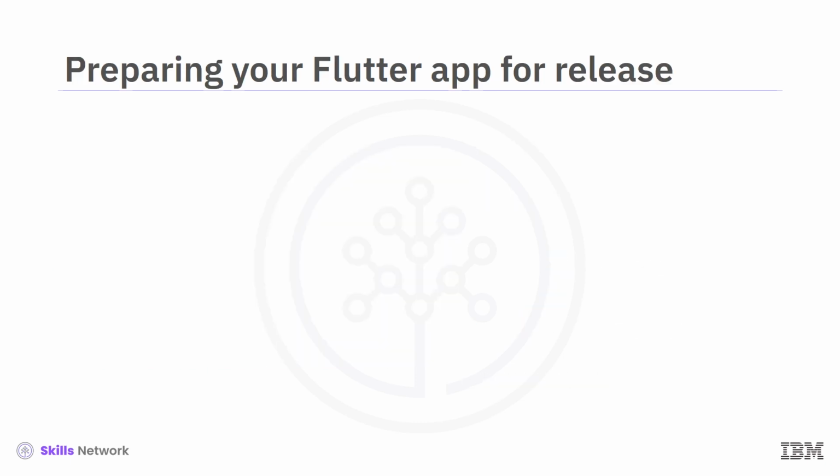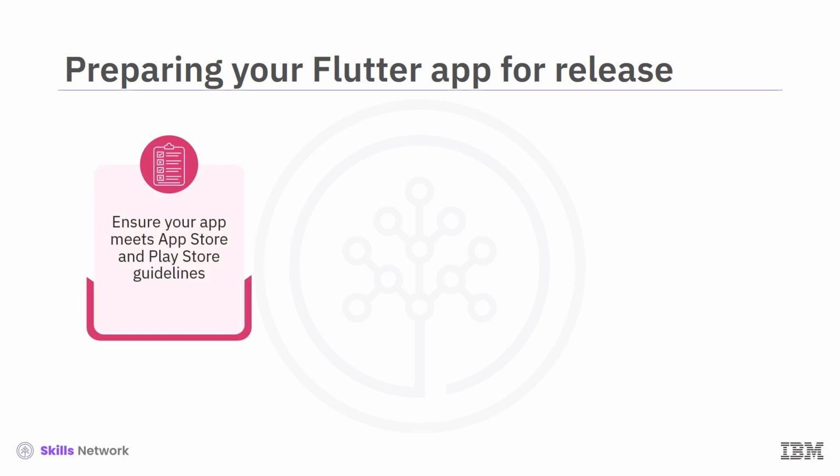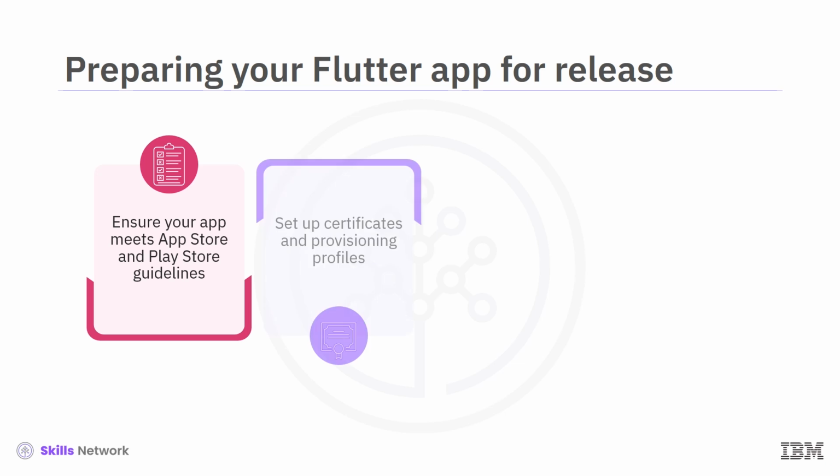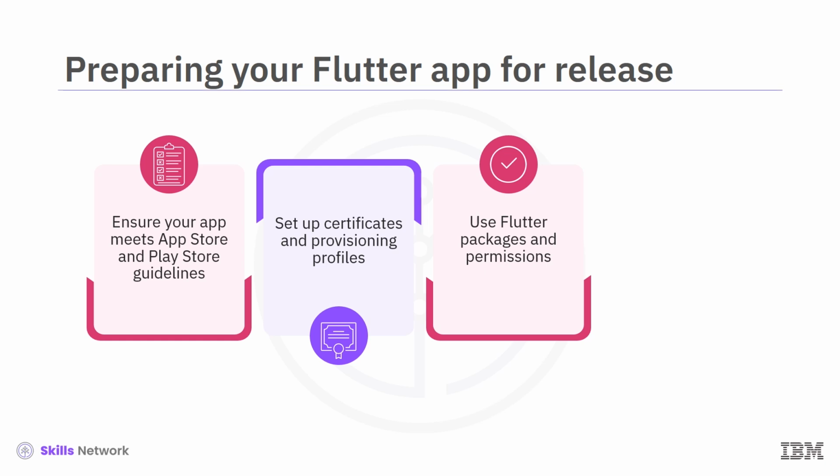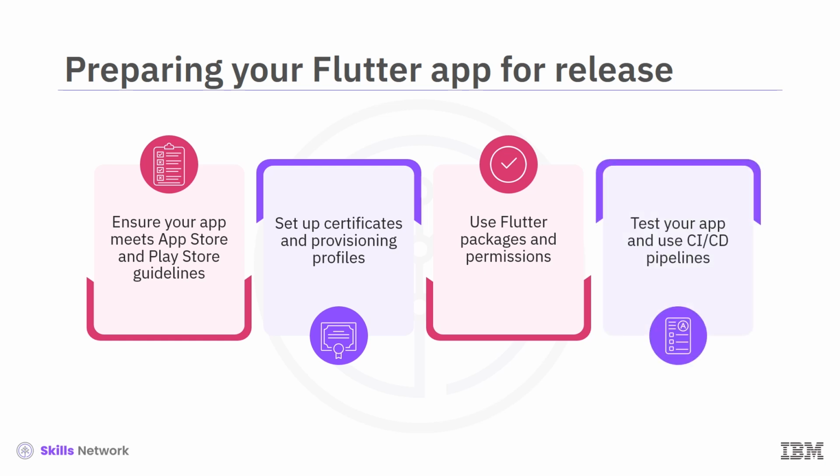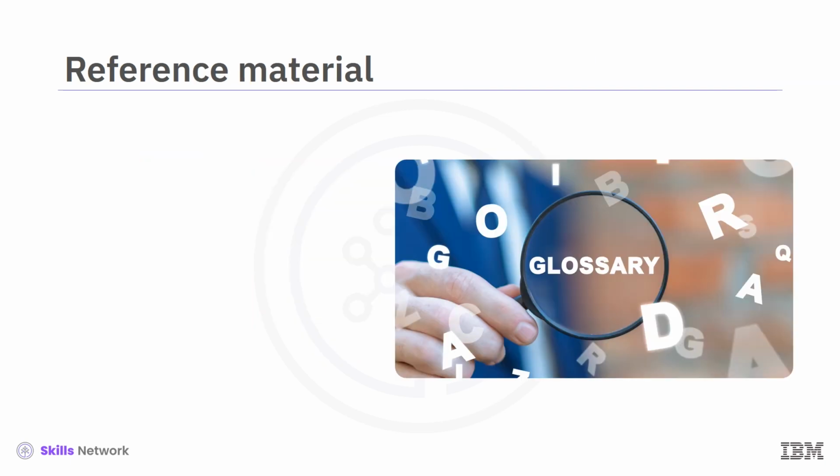To prepare your Flutter app for release, you need to ensure that it meets the guidelines for Apple's App Store and Google Play Store. You also set up certificates and provisioning profiles. For app customization and security, you use Flutter packages and permissions. You test your app to gather feedback and use CI/CD pipelines to automate building, testing, and deployment processes. You have now reviewed some of the fundamental concepts covered in this course.